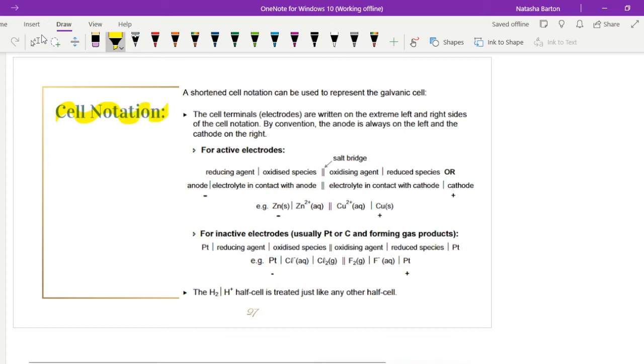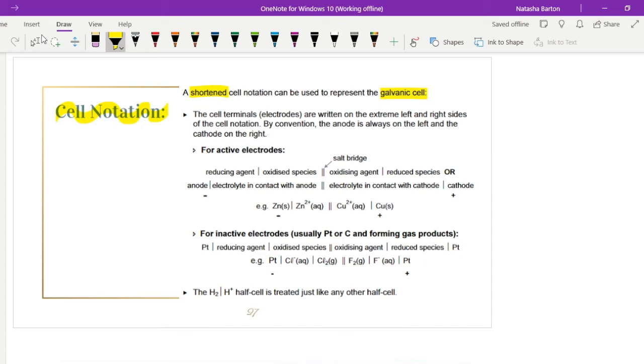Cell notation can be a bit confusing, but I'm sure you guys will get the hang of it. I will literally be going through only cell notation in this video, and I will incorporate a few examples to reinforce the concept. So basically, cell notation is a shortened version of telling your friend what type of chemicals you are using to build your galvanic cell.